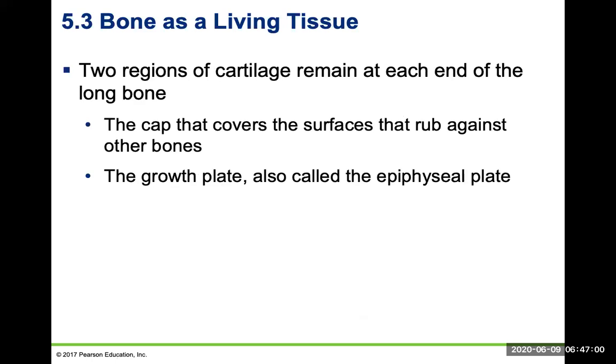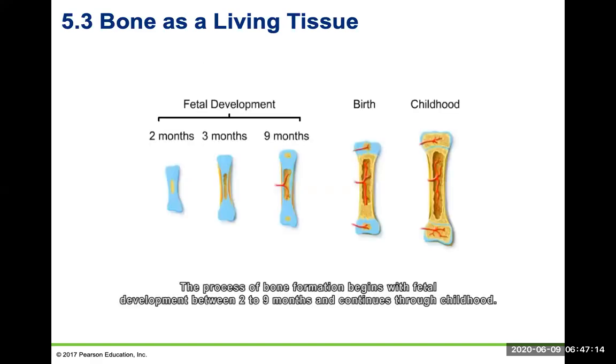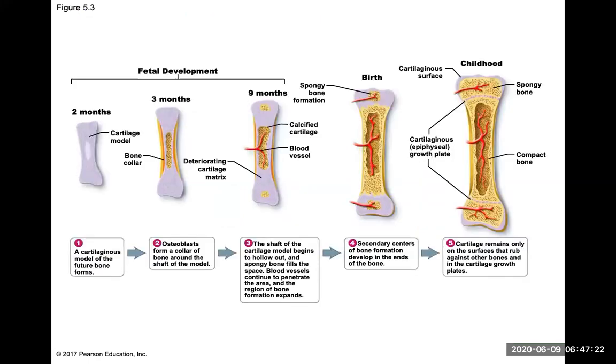There are two regions of cartilage that remain at the end of the long bone: the cap that covers the surfaces that rub against other bones, and the growth plate, which is called the epiphyseal plate, and that's where this growth occurs from cartilage to bone. Here's a great video looking at how cartilage starts bone growth. This takes you through the steps starting at cartilage and ending in childhood, where the cartilage will be replaced by bone. And you can see here the epiphyseal growth plate. That's where the bone will increase in length.